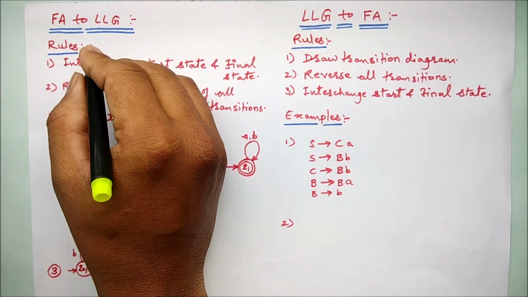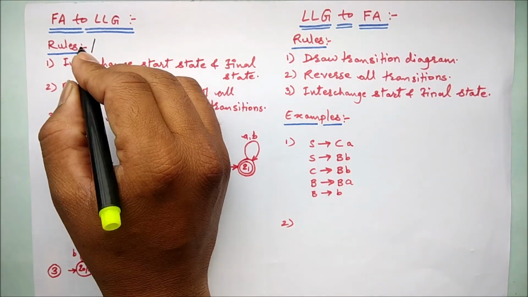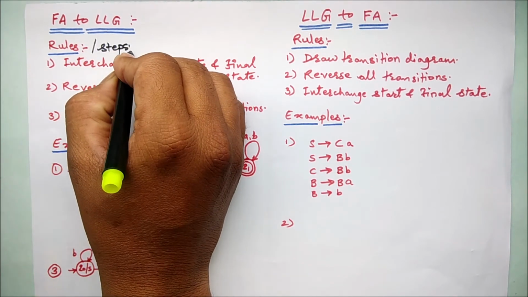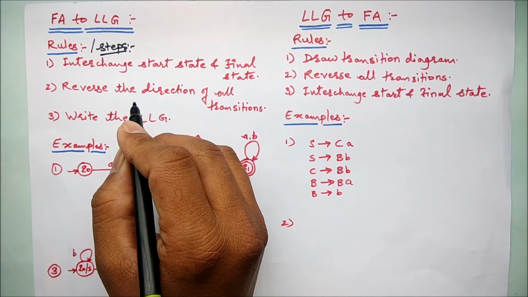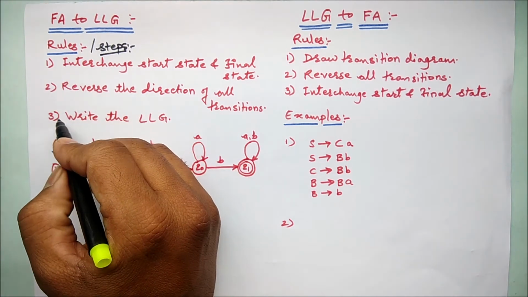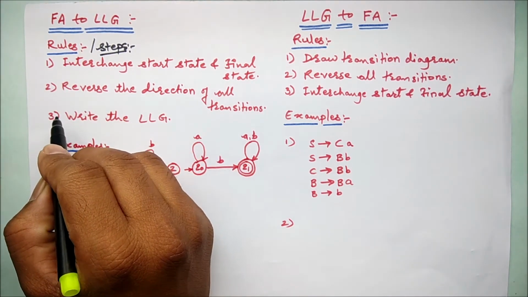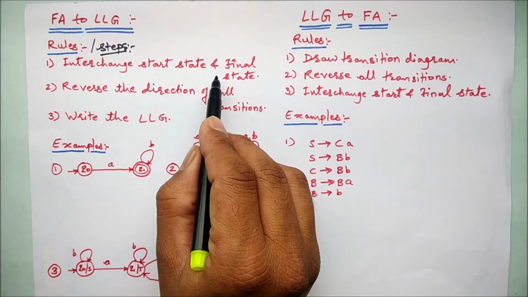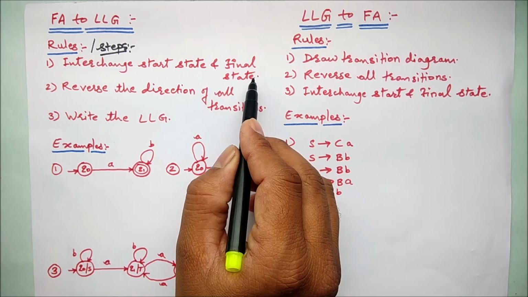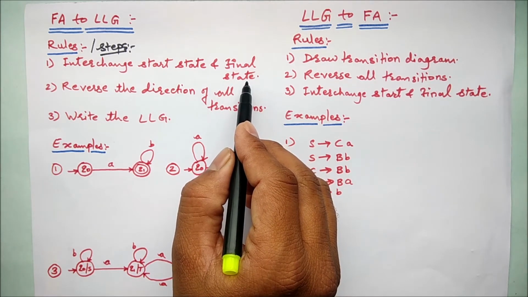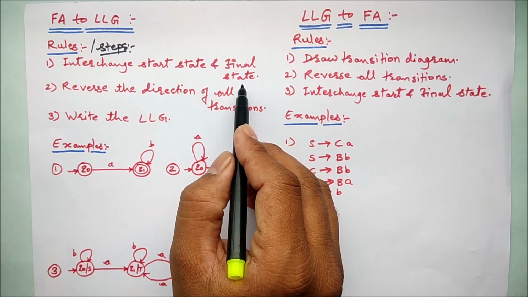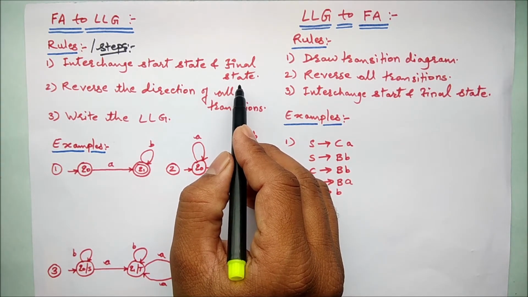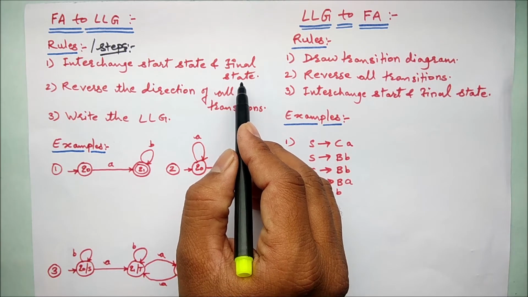This is a simple three-step process actually, or you can say rules, or steps. These are the three steps given over here. The first step is that we have to interchange the start state and the final state. The finite automata is given to us, and we have to just interchange the initial state into final and the final state into the initial state. This will be the first step.